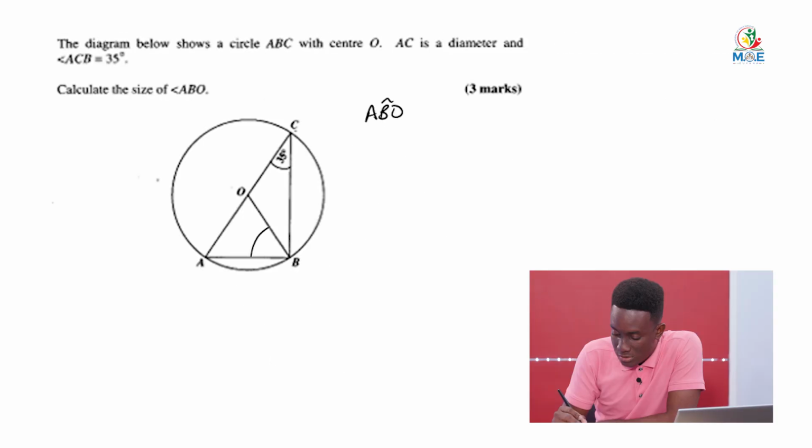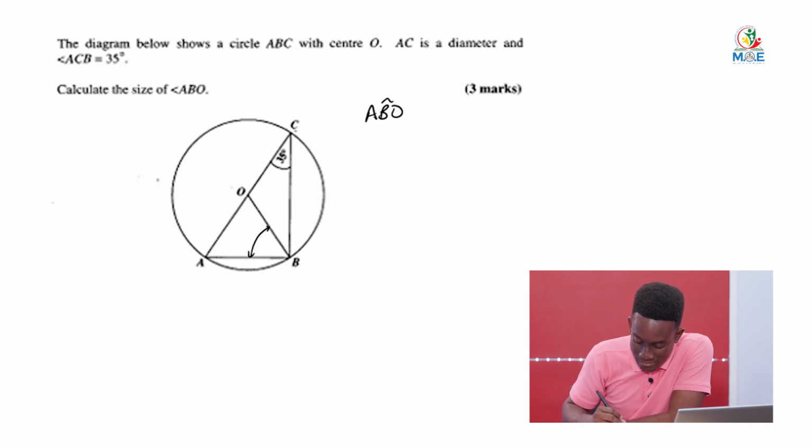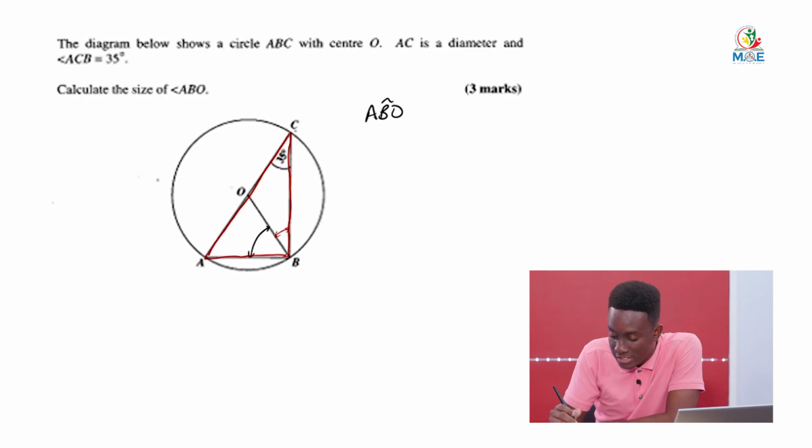So let's go. Before we can find that angle, we must find some other angles. First thing, we know this is a diameter, and then we have an angle formed in this diameter, which is the angle in the semicircle. So we know the entire angle will be 90 degrees. So if we can find this piece here, we can subtract this piece from 90 to get the piece that we are interested in. That is our aim.